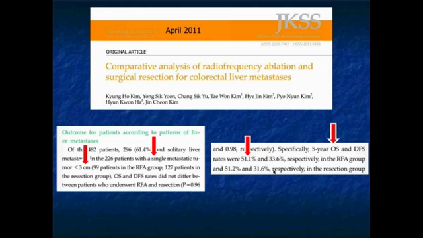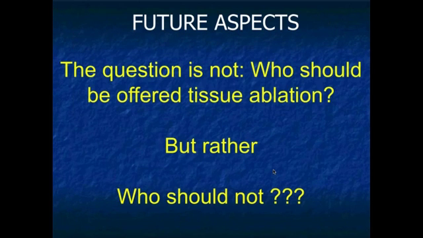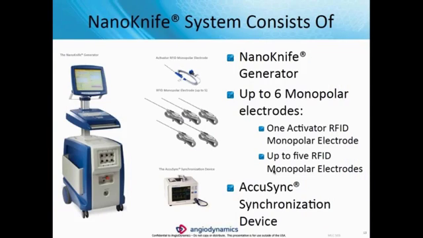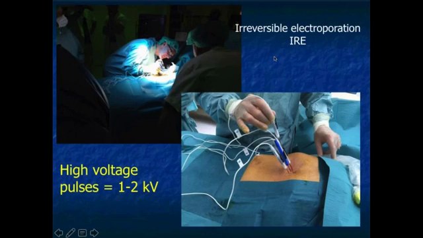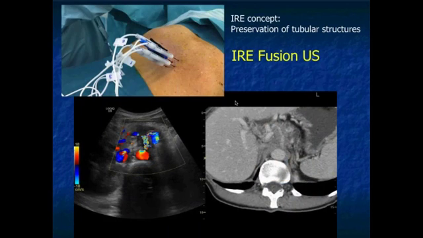So I think for the future, the question should be not who should be offered ablation, but rather who should not. We should be much more aggressive. And so we are, because the next generation of ablation is coming into our labs now, and that is the NanoKnife. It is a totally different approach. It is not working by heat, it is working by high voltage, and it is called irreversible electroporation. It implies inserting up to 6 or 7 needles simultaneously into a tumor.